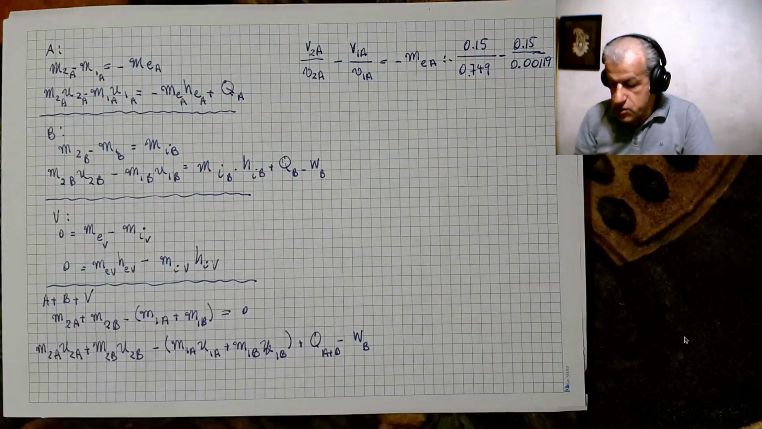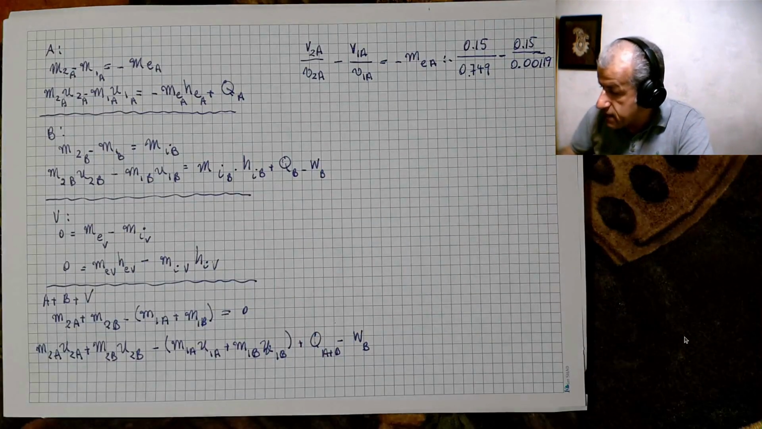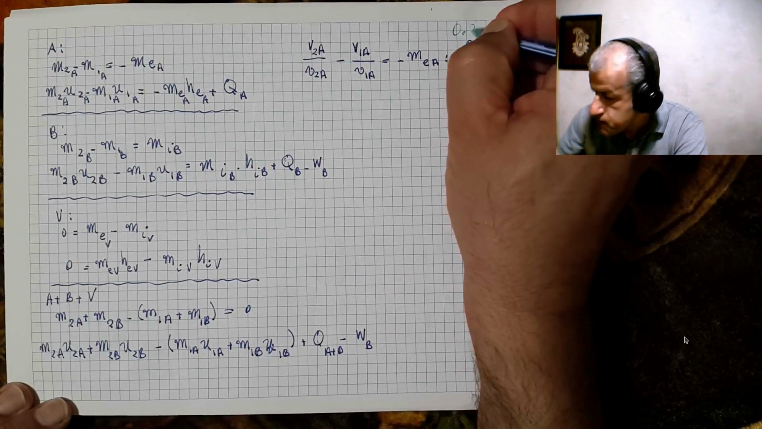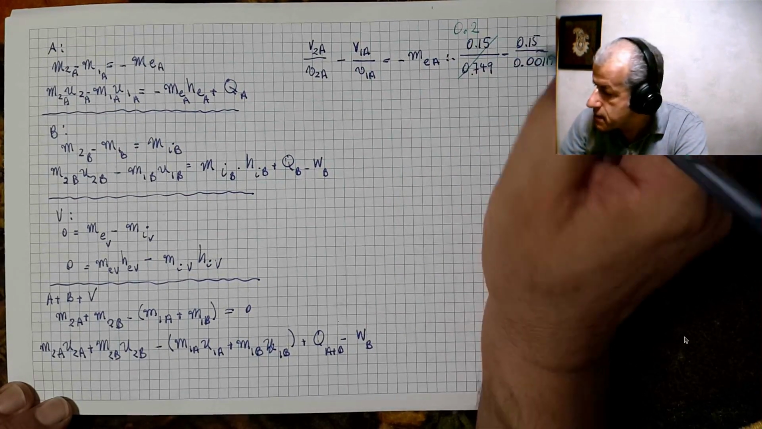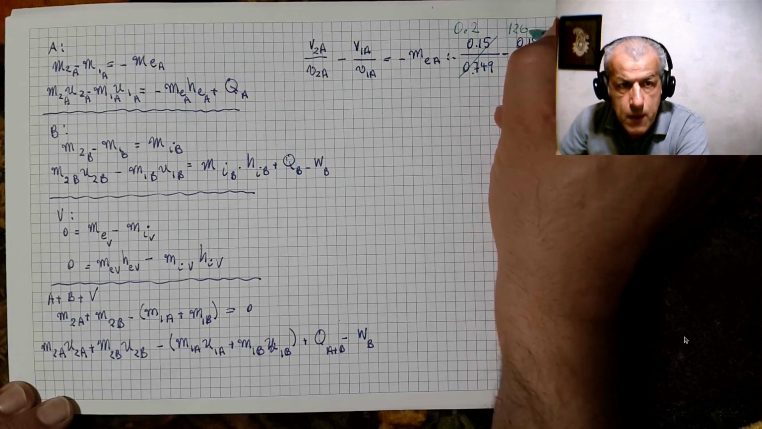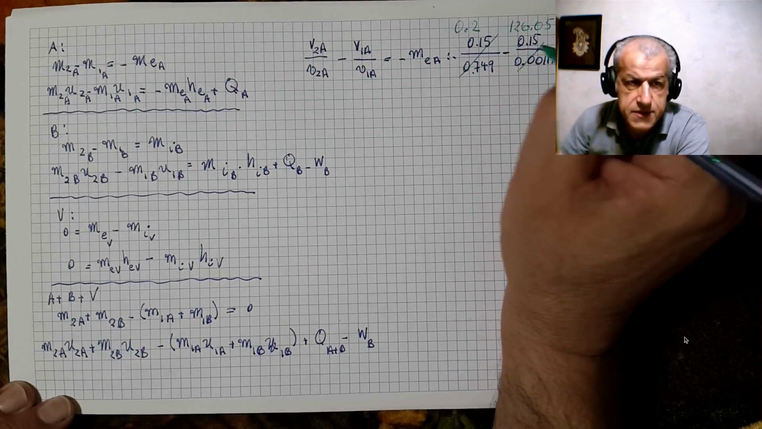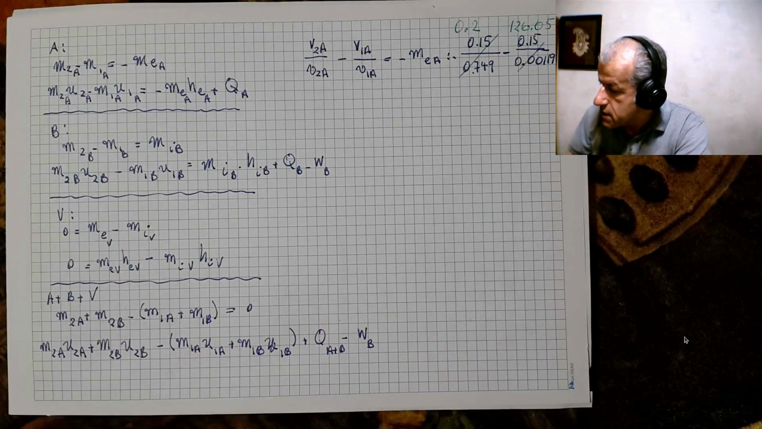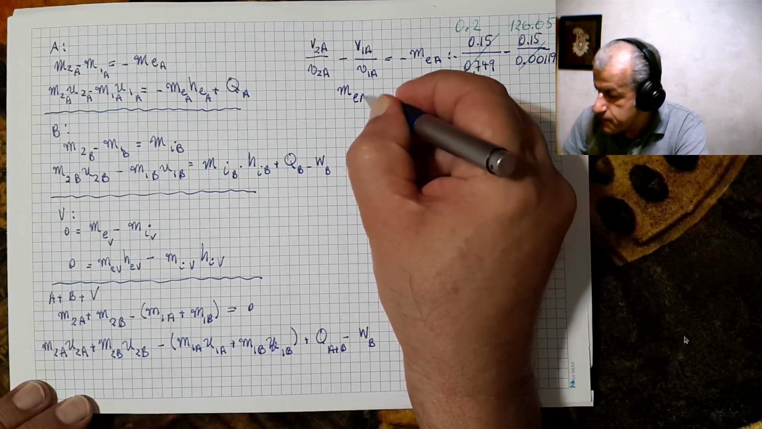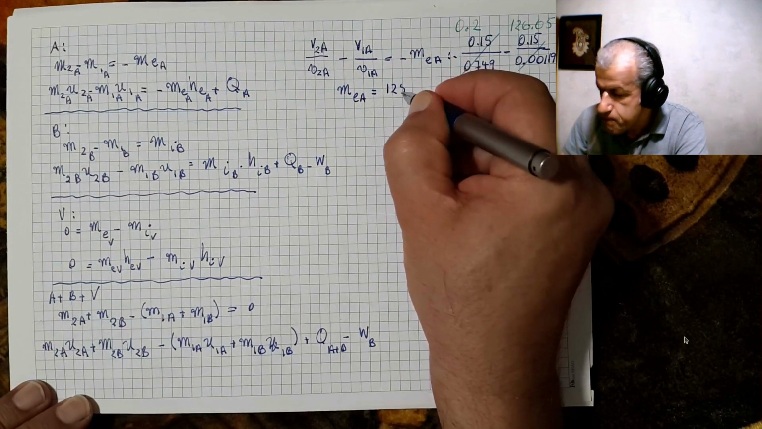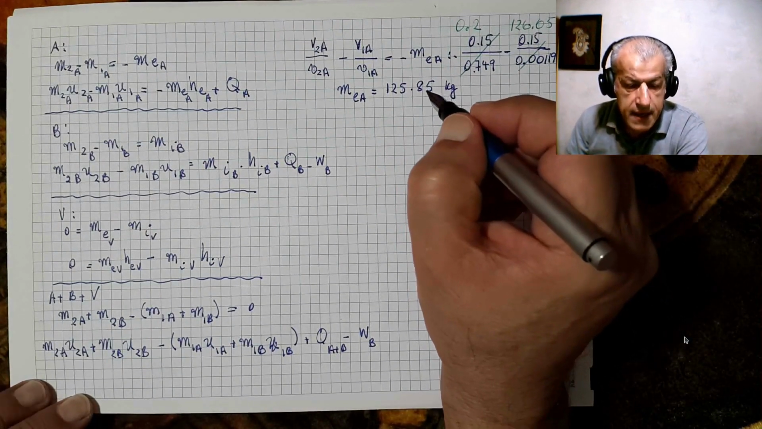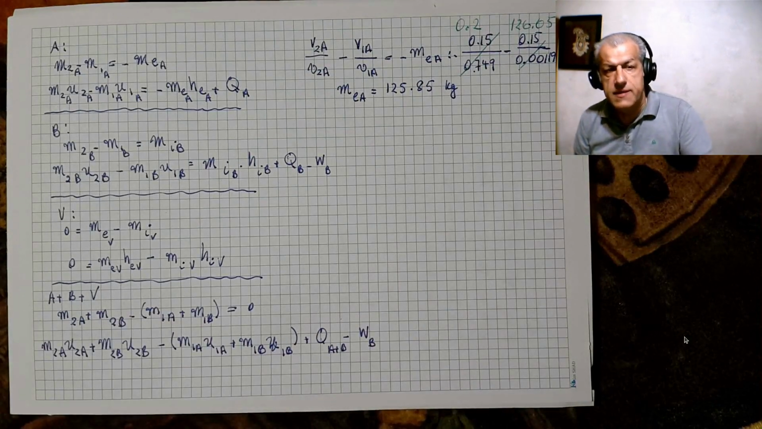This ratio, the first ratio, is the final mass in A, which is equal 0.2 kilograms, and this ratio is the initial mass in A, which equals 126.05 kilograms, and therefore subtracting these two values gives us that MEA equals 125.85 kilograms.